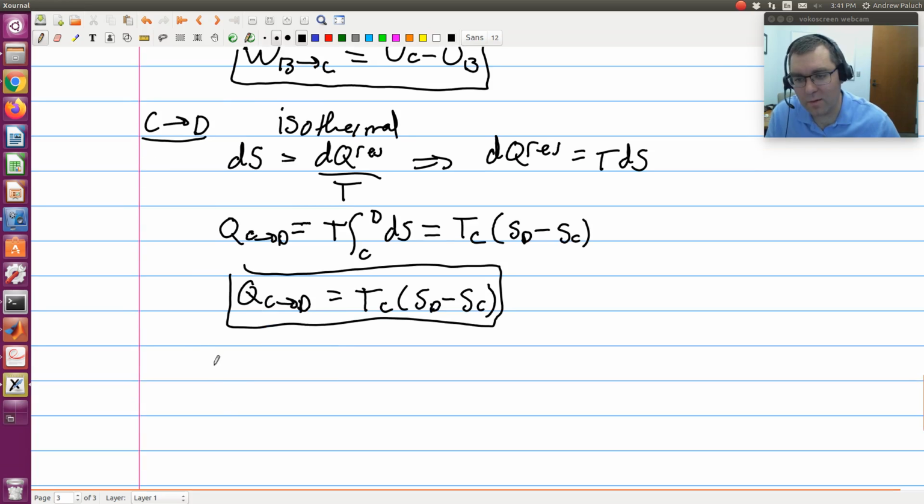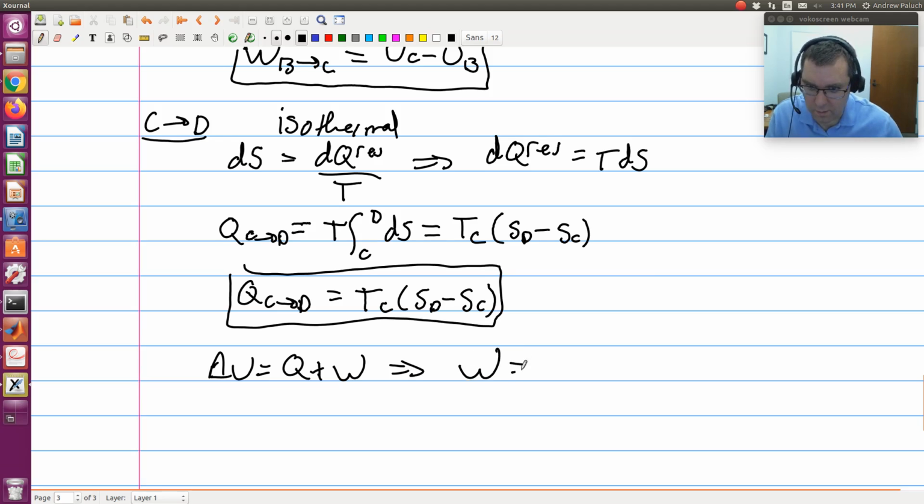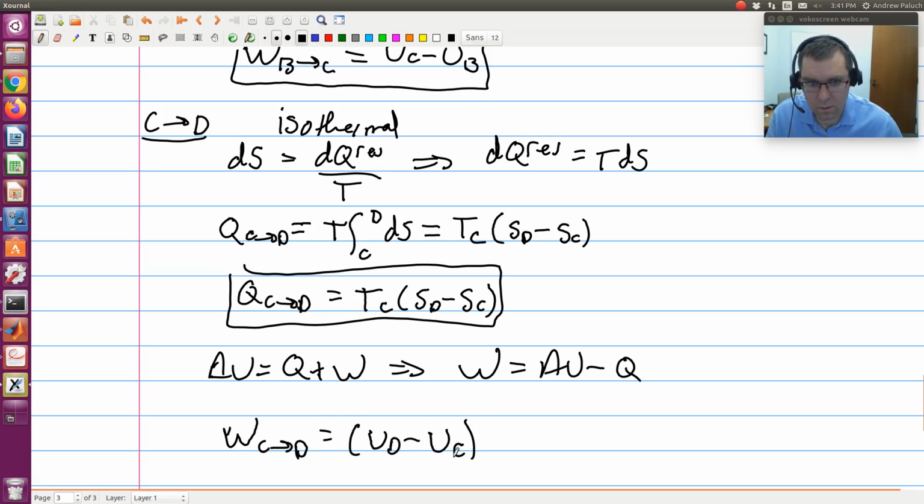First law balance: delta U is equal to Q plus W. Therefore, W is equal to delta U minus Q. So here we get the W in going from C to D is equal to UD minus UC minus TC times SD minus SC.